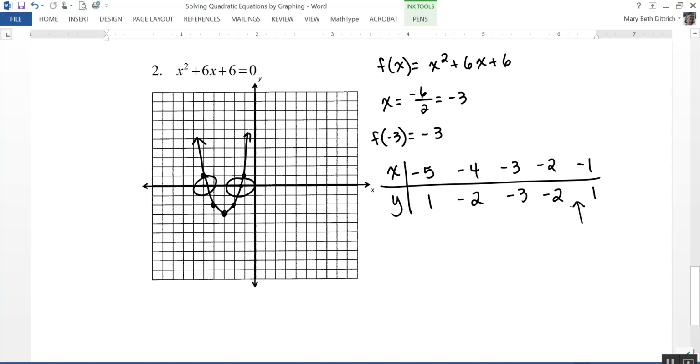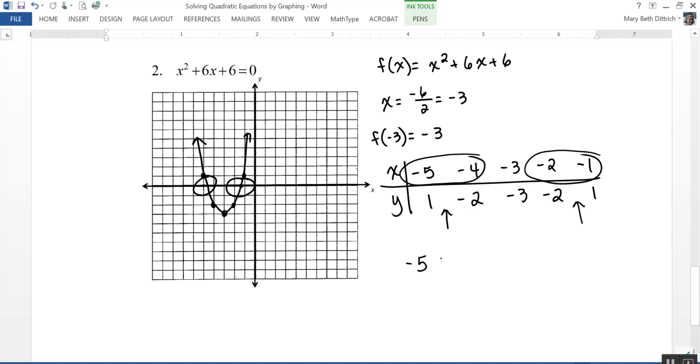My y's are no longer negative, now they've become positive. Same thing is going on here between x equals negative 5 and x equals negative 4. My graph goes from being negative y's to being positive y's. You'll also notice that as in our other graphs, there is no y value of 0. Okay, so that means that my solutions are going to be between -5 and -4, and between -2 and -1. Here's how I write my solution.